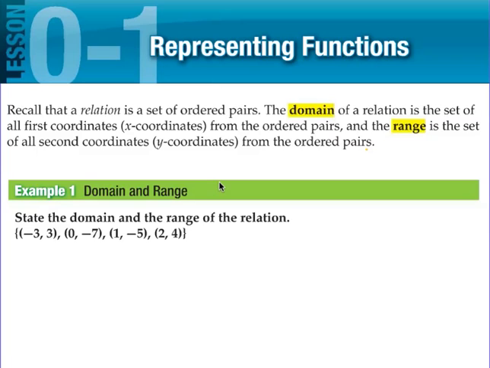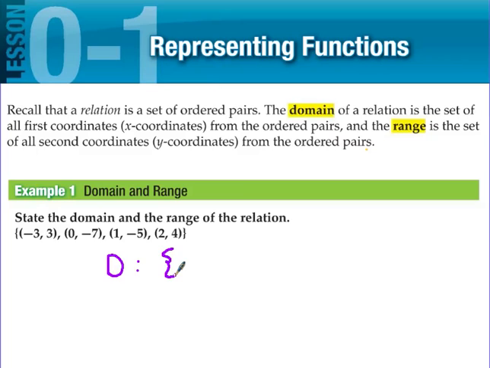So it says state the domain and the range of the relation. So we've got a little bit of terminology here as to how we're going to write this. So we've got the domain. I'm going to symbolize domain with the D. And then I'm going to put a set of squiggles, which basically means the set. And now I'm going to put what the domain is.